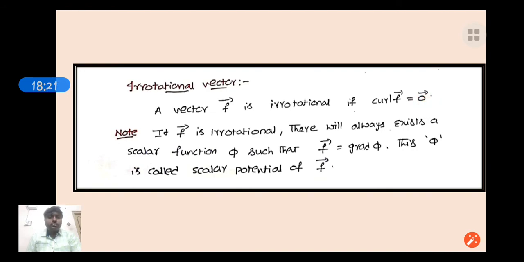Now, one more note here. If f bar is an irrotational or conservative vector field, then there will always exist a scalar point function phi such that f bar is equal to grad phi. It is such an important observation. If your vector point function f bar is irrotational, then we can easily find a scalar point function phi such that f bar is equal to grad phi. This phi is called the scalar potential of f bar. We will discuss this in the next lecture.